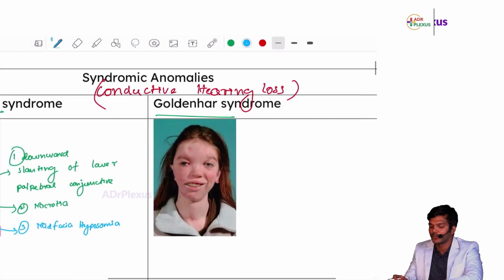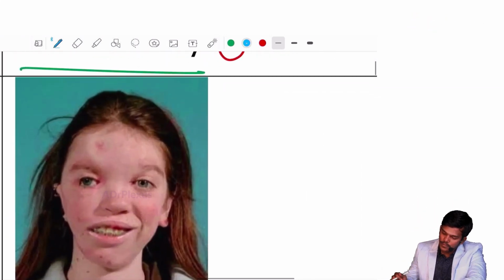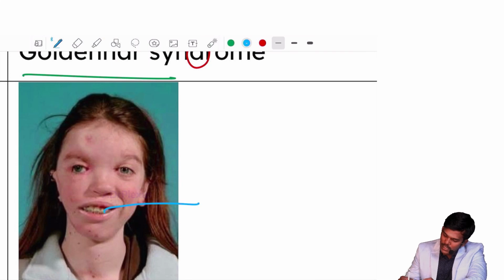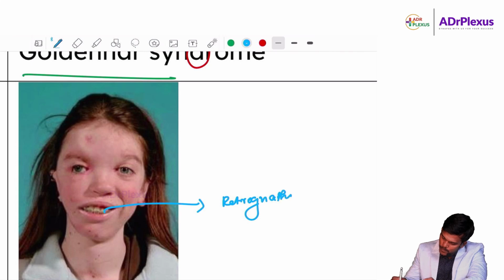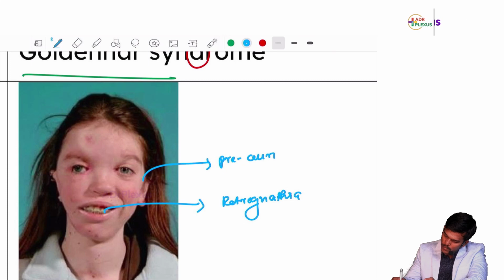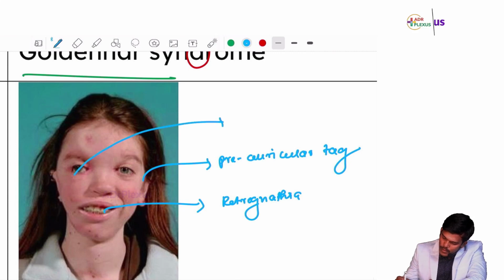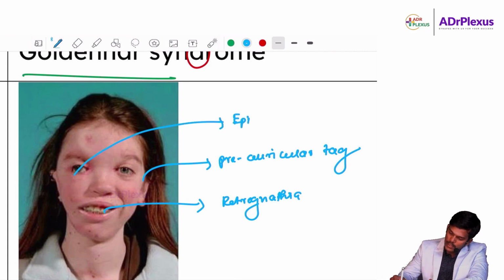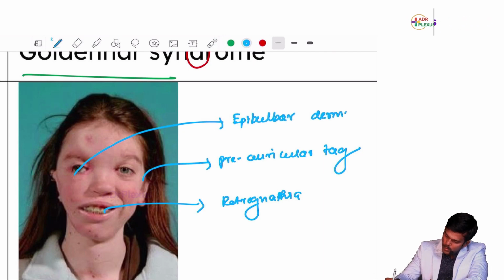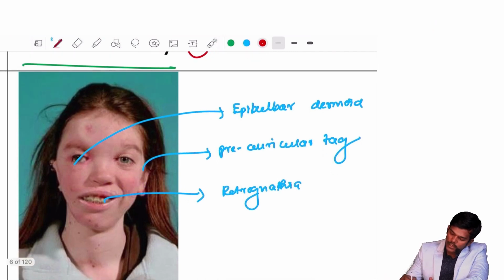Clear? Yes. Now entering to the Goldenhar syndrome. What are the features of Goldenhar syndrome? See, this child is having retrognathia, pre-auricular tag, then there is epibulbar dermoid of the conjunctiva, okay. Then one half of the face is affected.